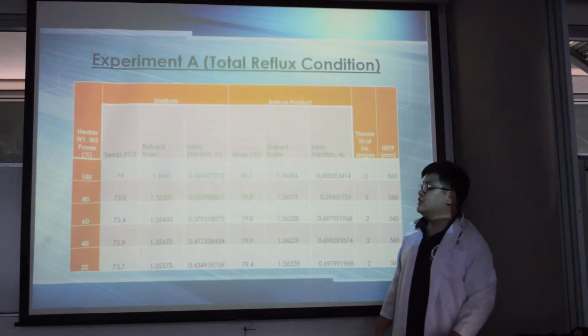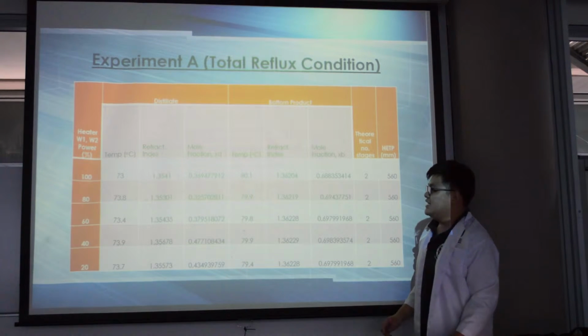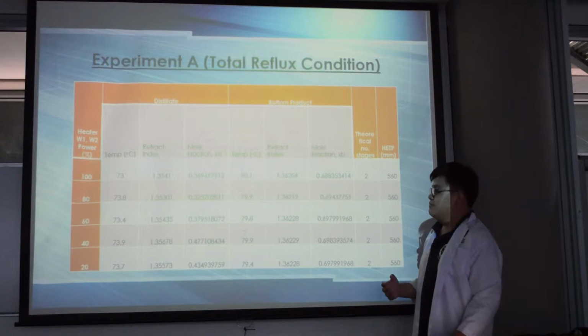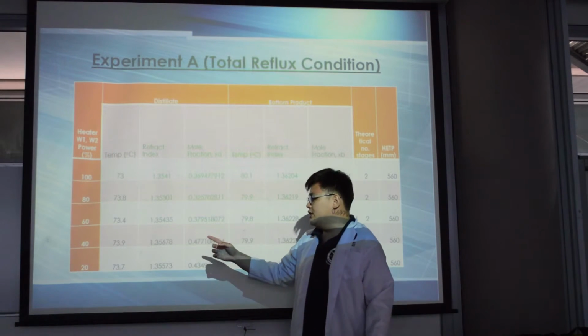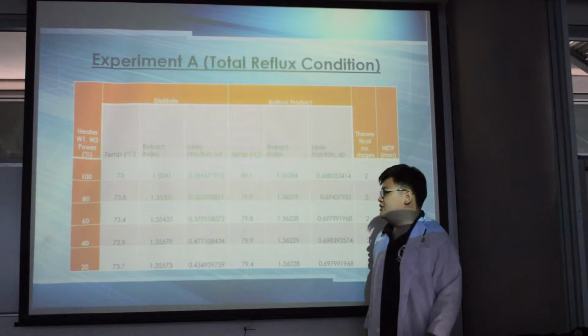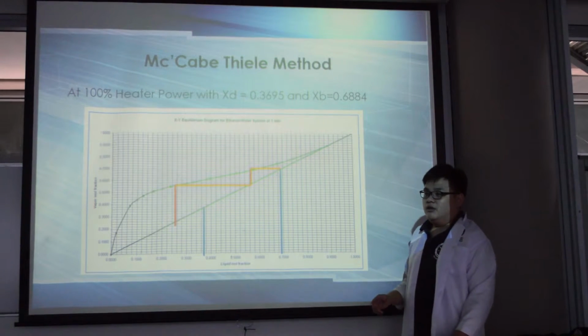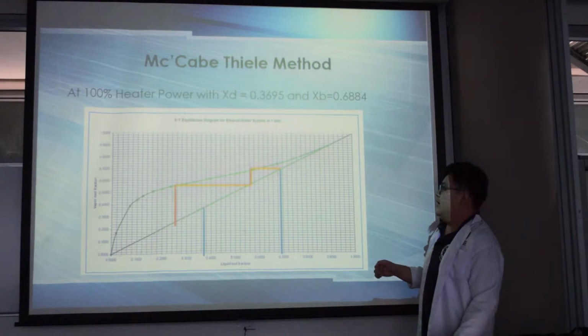Okay, now we move on to experiment A under total reflux conditions. This table shows data obtained from a total reflux condition by the batch packed distillation column. In this experiment, we are conducting the batch packed distillations with different heater power from 20 to 100: 20, 40, 60, 80 to 100. Okay, to find the number of stages which represents an HETP, we're using the McCabe method.